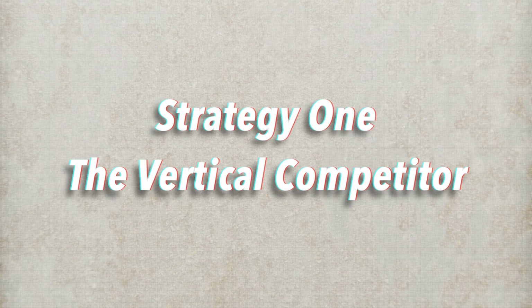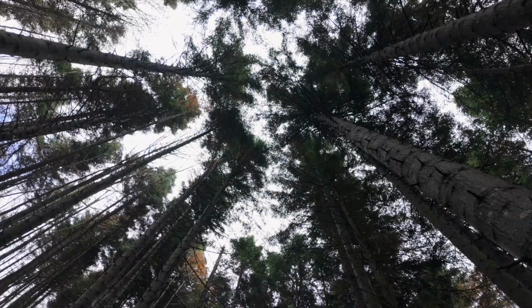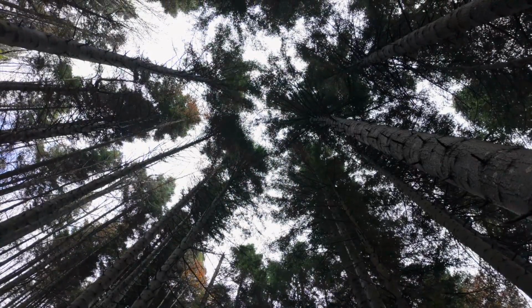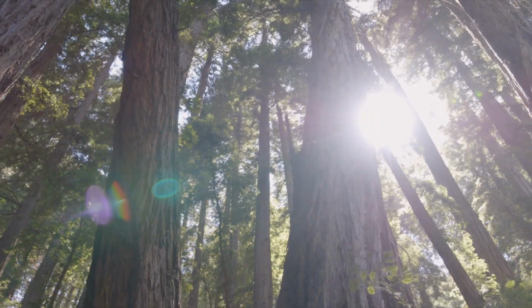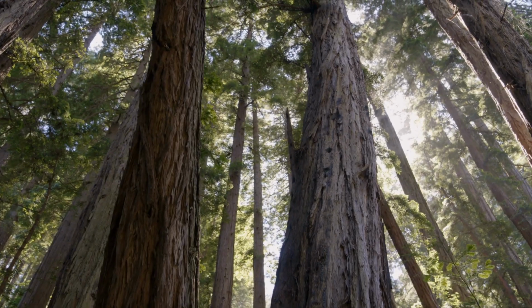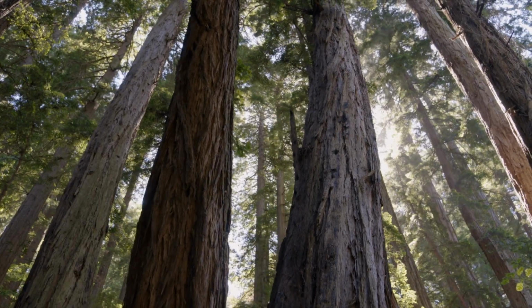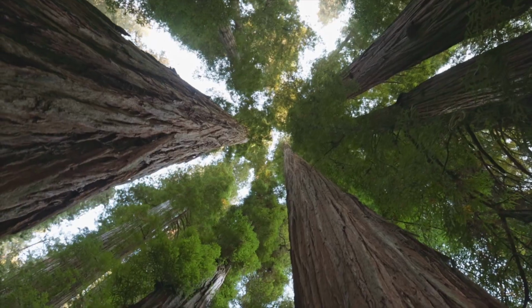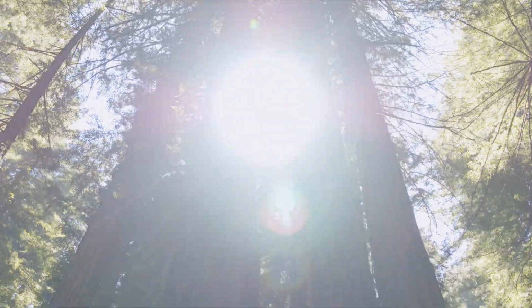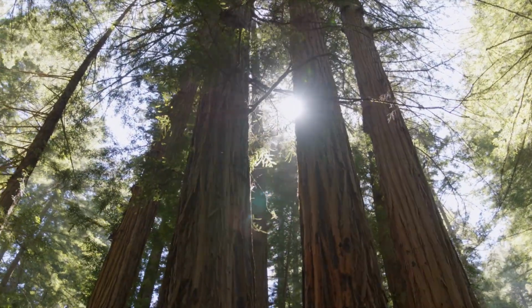Strategy 1. The vertical competitor. In a dense forest, sunlight is scarce near the ground. The limiting factor isn't water or temperature, it's access to light. When many organisms are competing for the same vertical resource, the system rewards height. Trees in these environments invest heavily in upward growth.